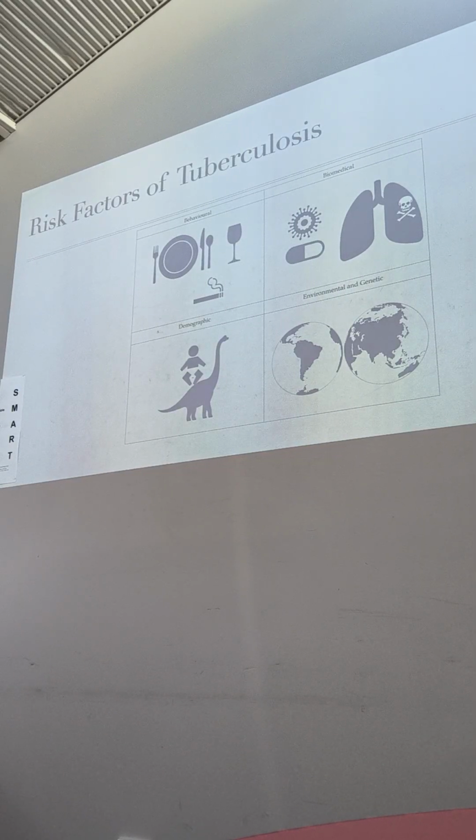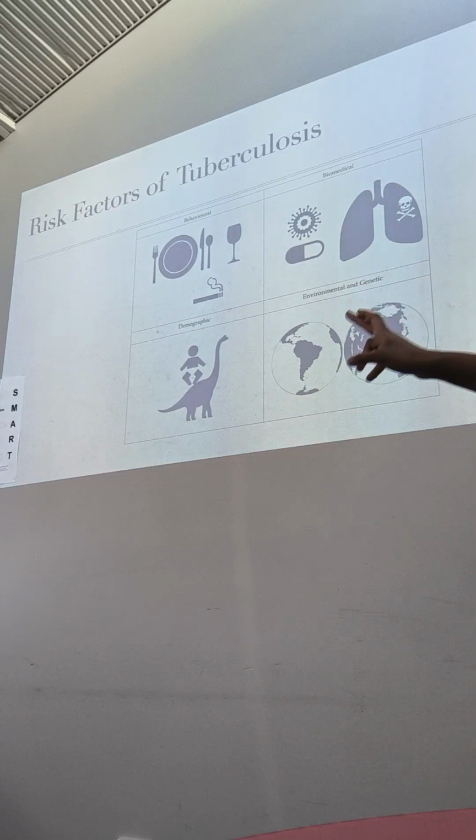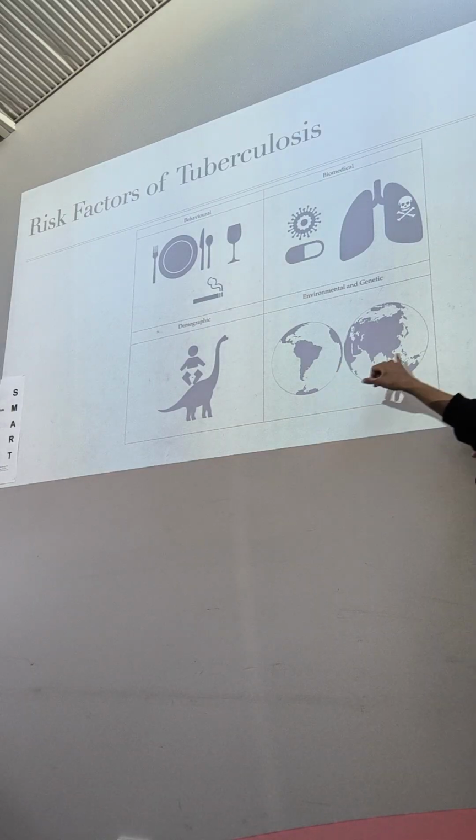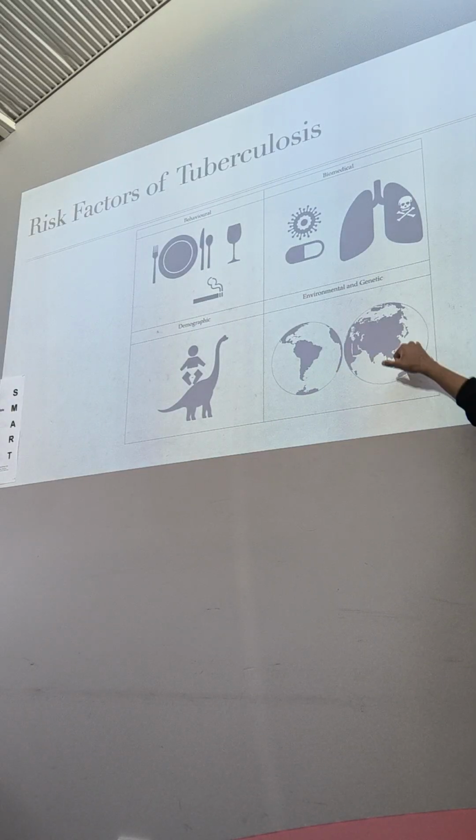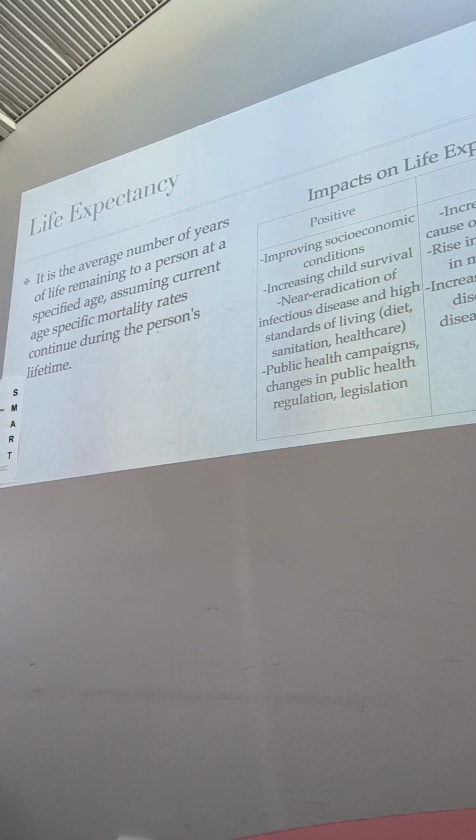There you go. And then for TB, we have environmental and genetic. So again, it's the location. So it's Africa and Southeast Asia and South Asia. Again, not really genetics with tuberculosis, really. Could be. Who knows? No, not really.